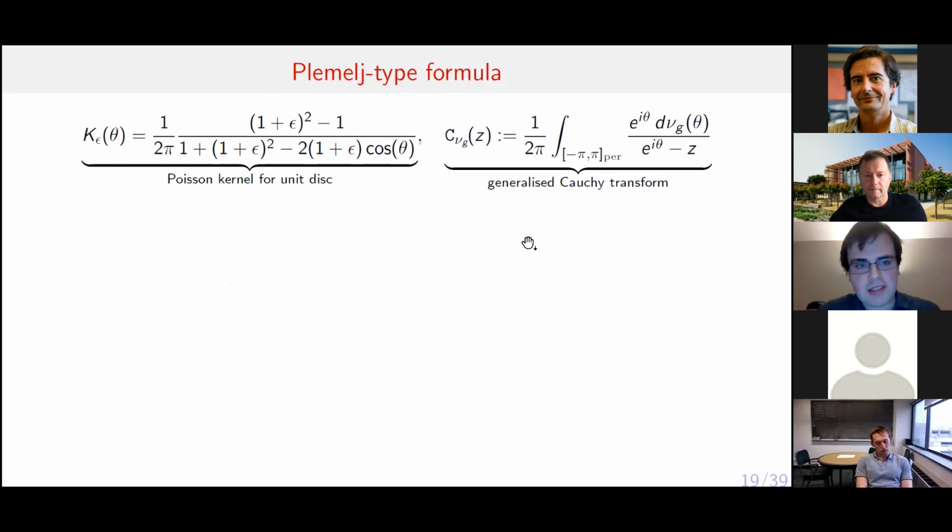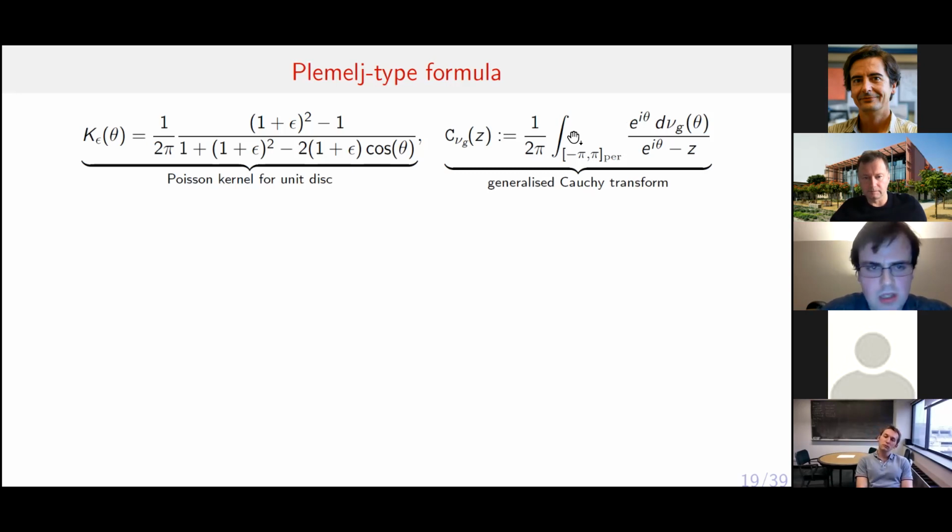So the starting point is the Poisson kernel for the unit disk, given by this formula here. The key thing about the Poisson kernel is you have this parameter epsilon, which acts as a smoothing parameter. As epsilon goes to 0, this will get closer and closer to a Dirac. So it's an approximation of the identity, is what analysts would call it. I'm also going to need this generalized Cauchy transform of the spectral measure.